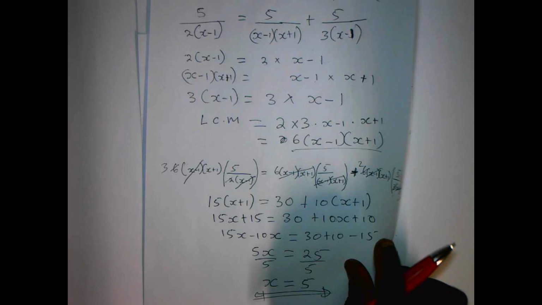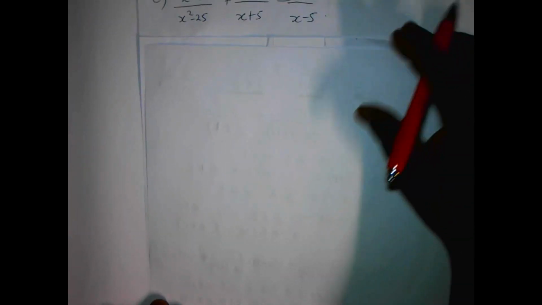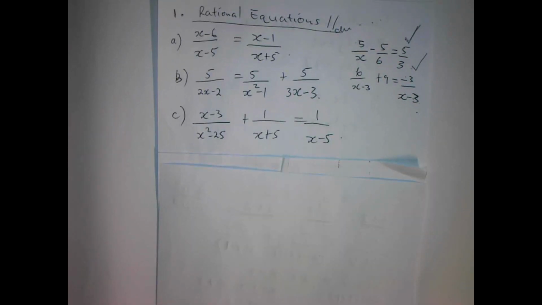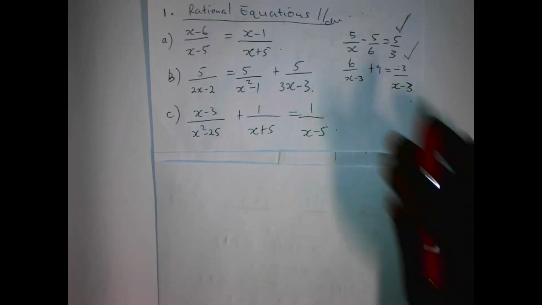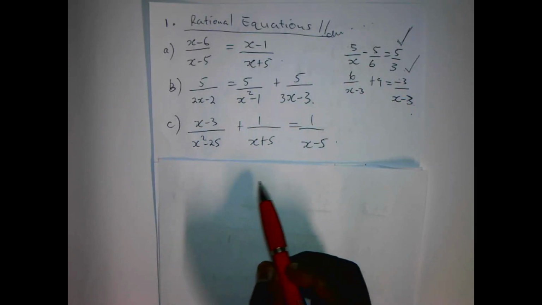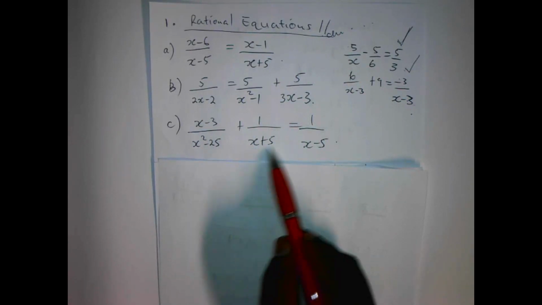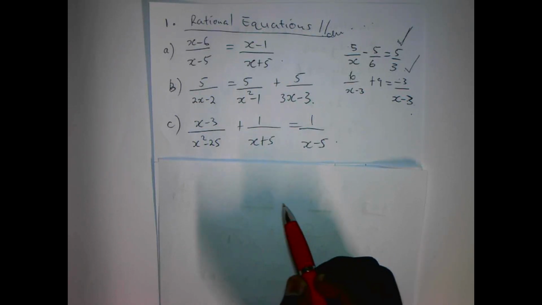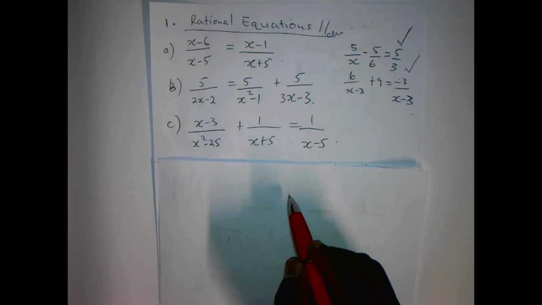Now, the last part, I will leave it for you to do. Just do the last part. You need to factorize this, determine the lowest common multiple, and do exactly what we were doing, and solve. But what is the lowest common multiple for this expression?